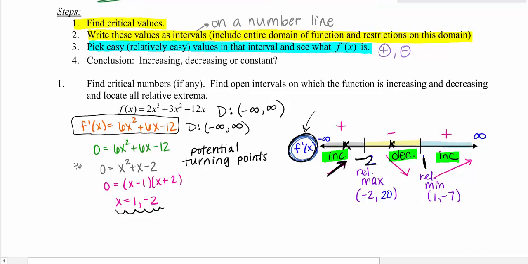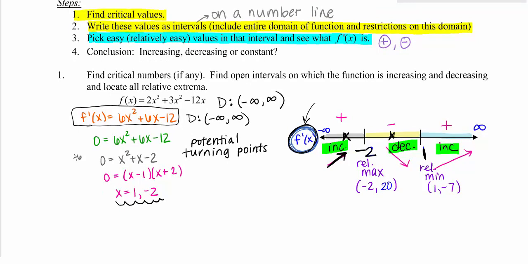Please do not automatically assume that if you start positive, you automatically alternate throughout, because that is not the case at all. And then I do want to make note that in order to find these relative mins and relative maxes, I want to make sure that you understand these are points on the original curve.